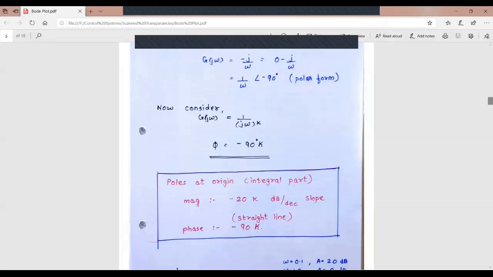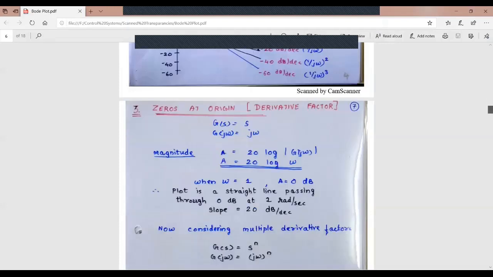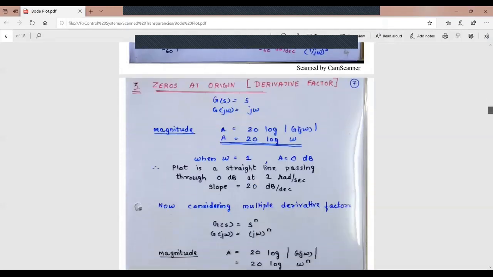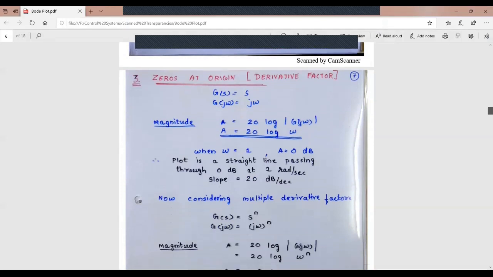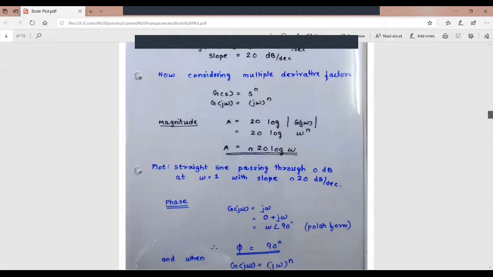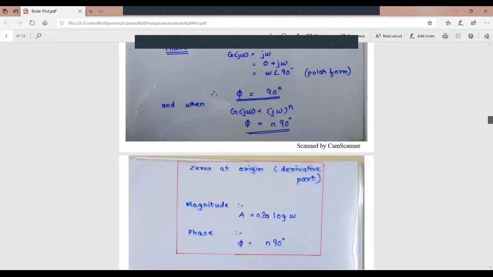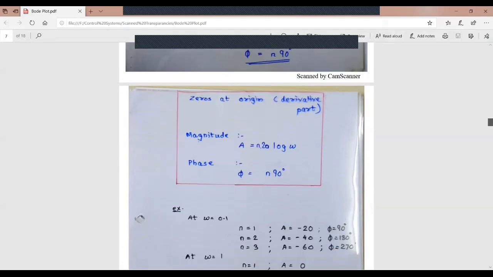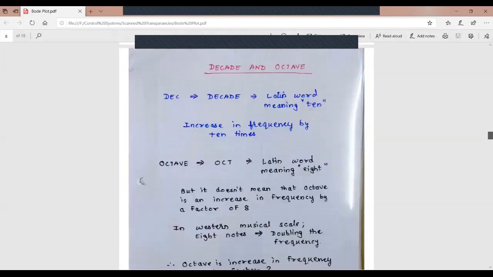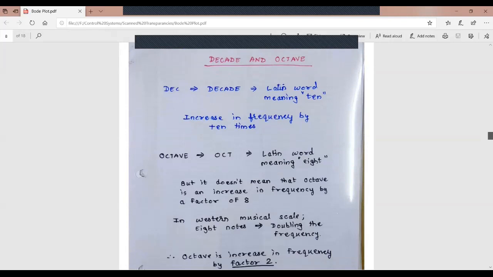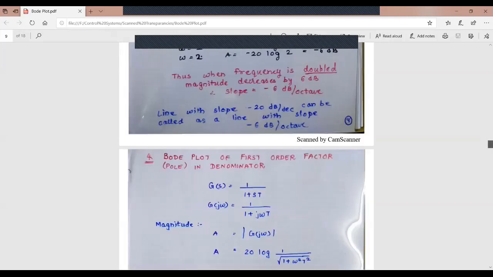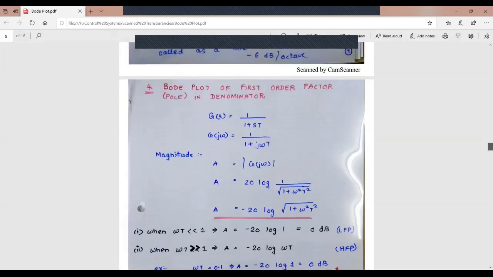So now let us scroll. Zeros at origin we have seen, right? We just have seen positive signs. Can you see this magnitude 20 log of omega, the highlighted one, and the phase will be plus 90 degrees. So zeros at origin will be similar to poles at origin with a plus sign. Now, first order factor.